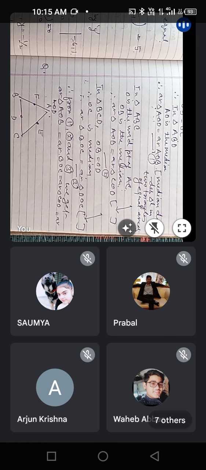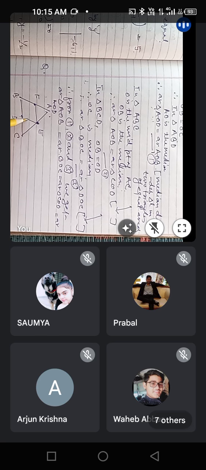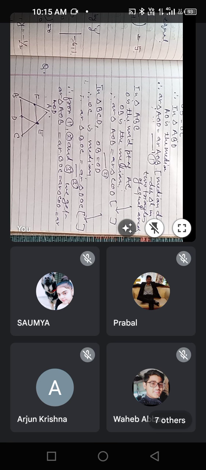So here it says the first part: BDEF is a parallelogram. B is this, D is this, E is this, F is this. So if you join them, you have to show that first thing, that this is a parallelogram. Okay, first part.